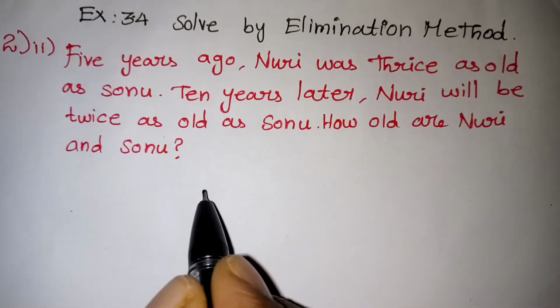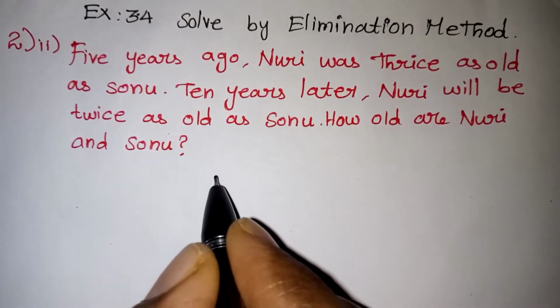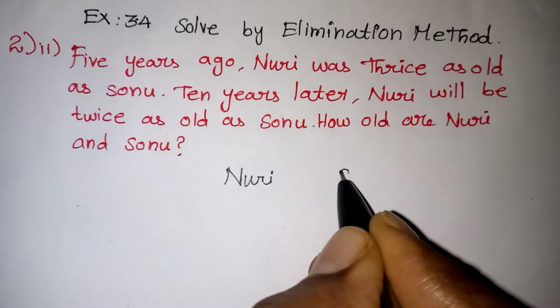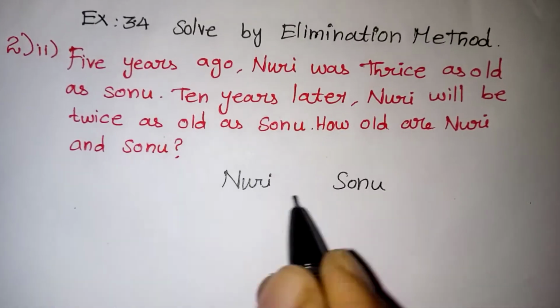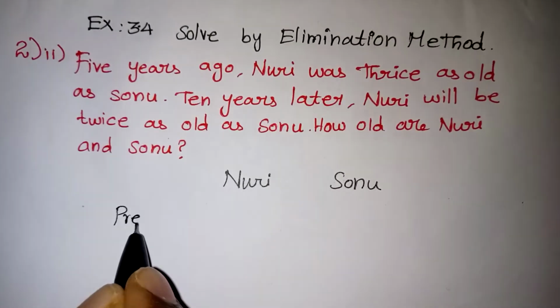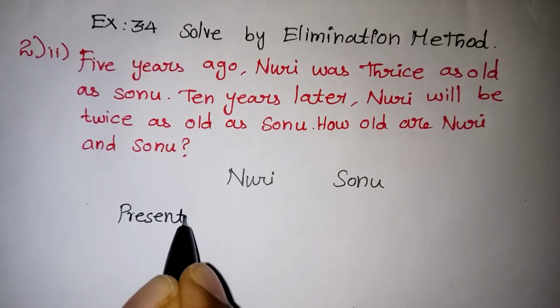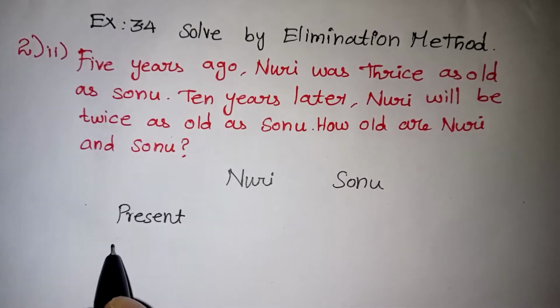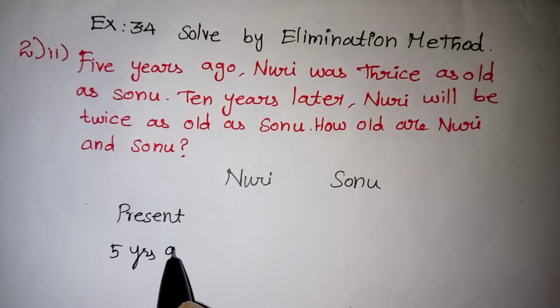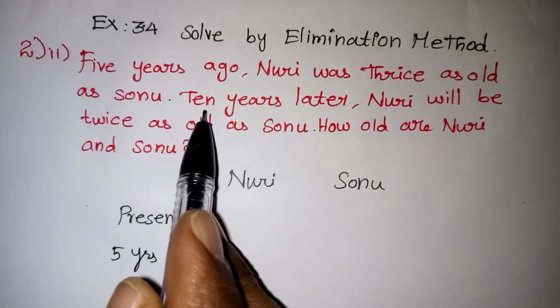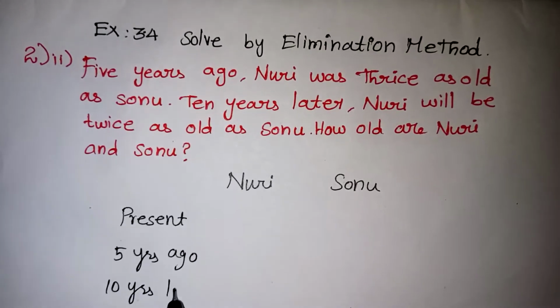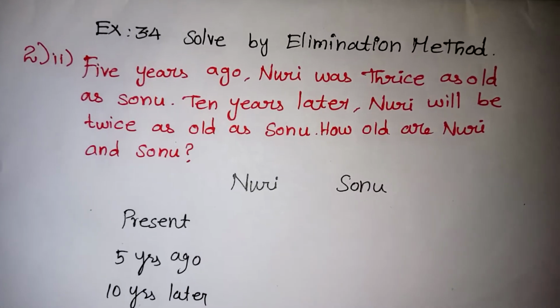Just to make a table for better understanding, listen children, first you take Niru and Sonu. What are they talking about? They are talking about their present age. They are asking their present age, and they are also talking about 5 years ago, which we should find, and then 10 years later. So all three cases we are going to see now.